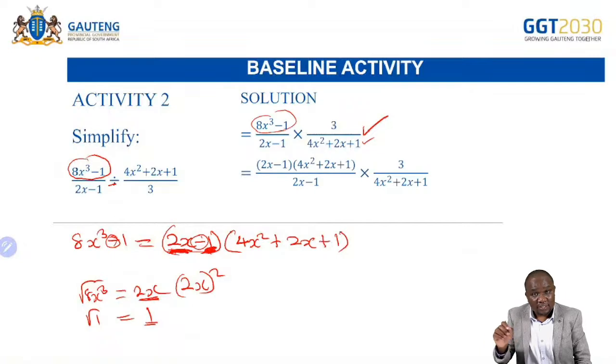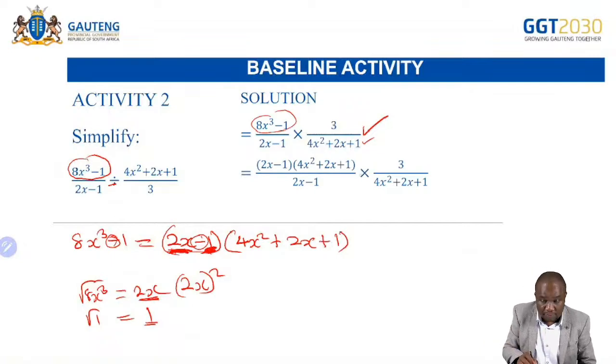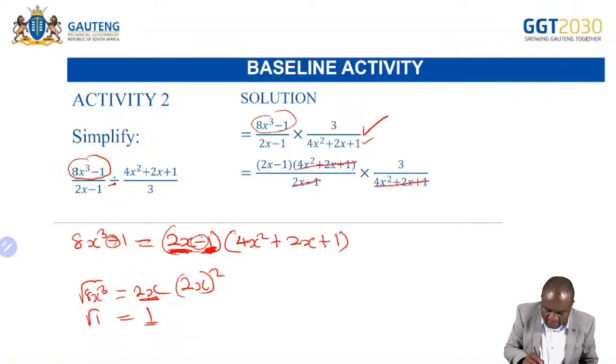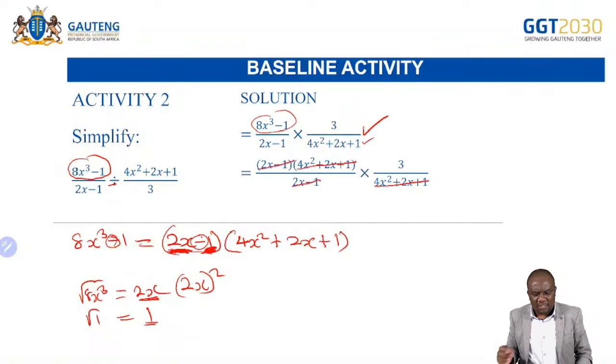We can divide across the multiplication. So we can say 4x squared plus 2x plus 1 divided by 4x squared plus 2x plus 1. See that? And then we can say 2x minus 1 divided by 2x minus 1. These things are giving us 1. What are we left with? With 3 over 1. Do you see that? We're left with 3 over 1. And then what is our answer? 3. Done. Okay? Let's save our 2 minutes and then do our corrections. And then after 2 minutes, we'll continue with our lesson.